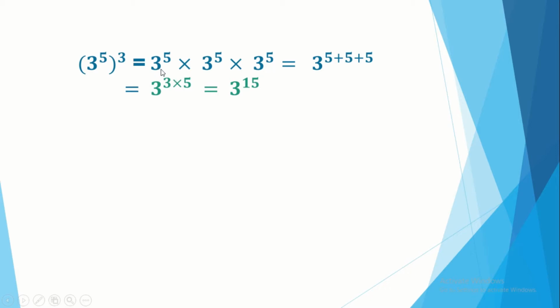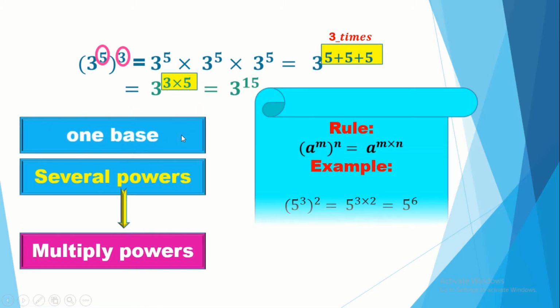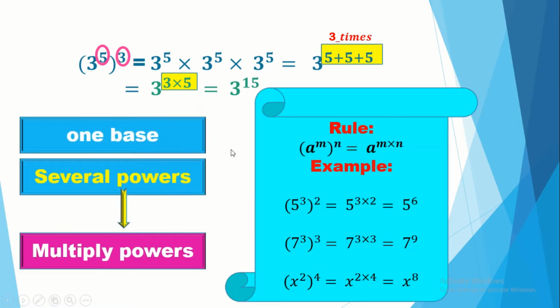Here we have the same base multiplied, so we can add the powers. So it's 3 to the power 5 plus 5 plus 5. Well, how many times did we add this 5? Isn't it 3 times? Can't we write it directly as 3 times 5? So when we have a base carrying more than one exponent, we can directly multiply these exponents, 5 times 3. So it's 3 to the power 15. So any base carrying several powers, we just multiply them.